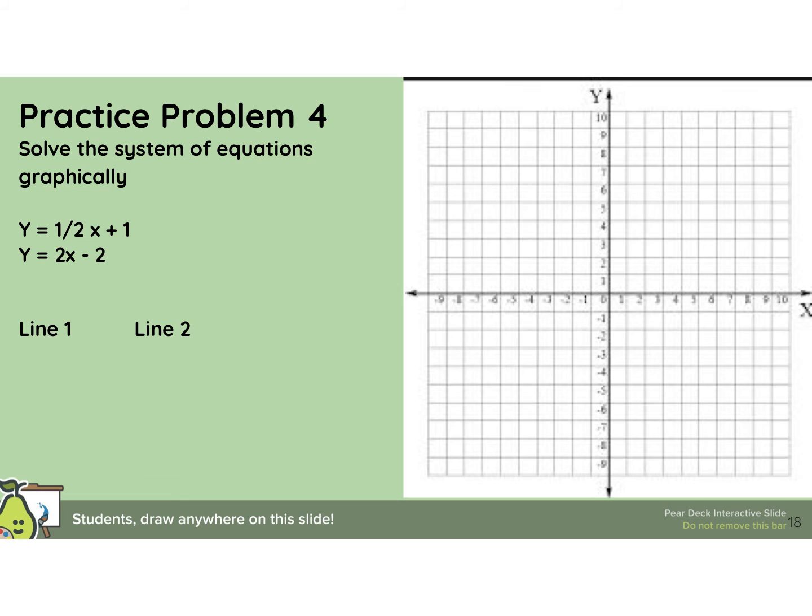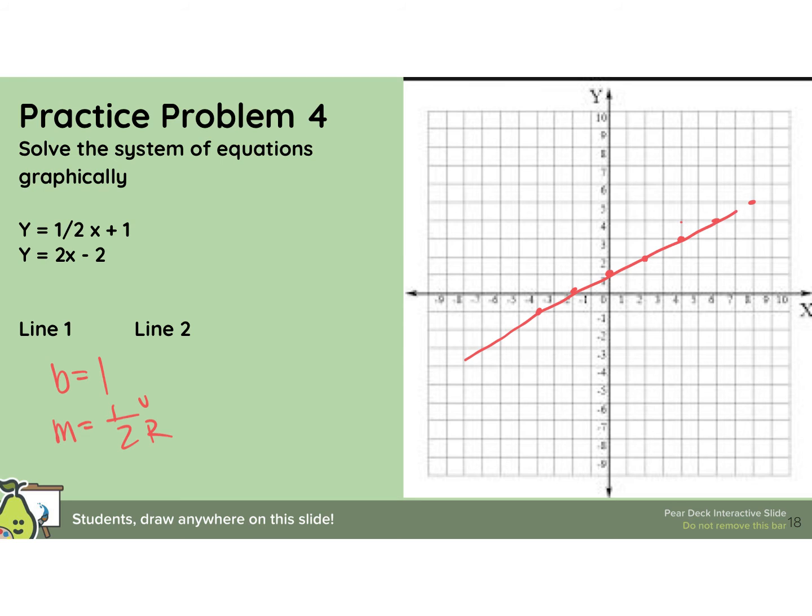Practice problem 4. Let's graph it out. Y-intercept +1. Slope 1/2. We're going up and to the right. Up 1, right 2, up 1, right 2, up 1, right 2, up 1, right 2. I'm also going to go down and left just in case. Down 1, left 2, down 1, left 2. I think that's plenty of points.